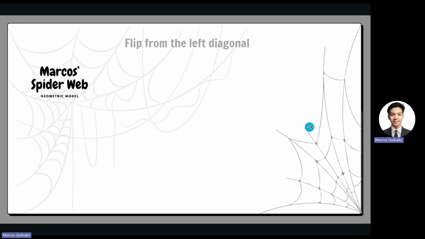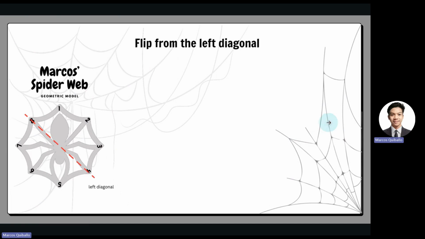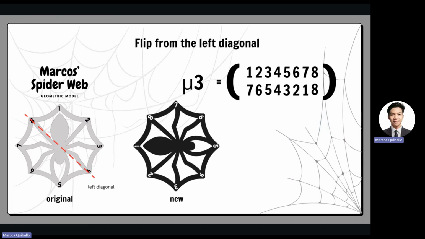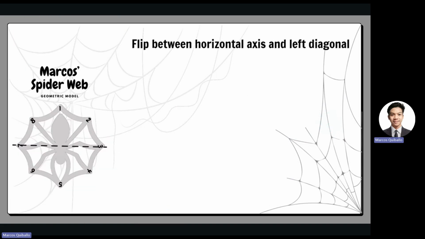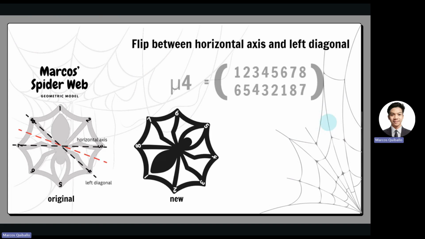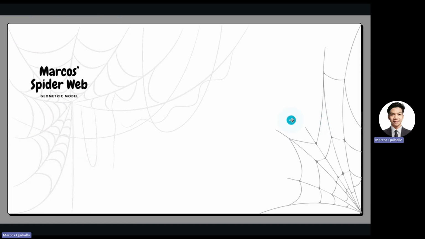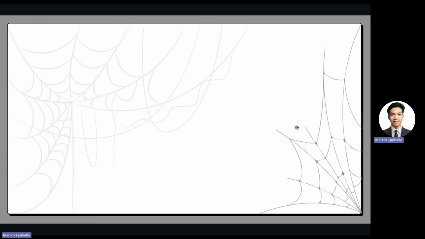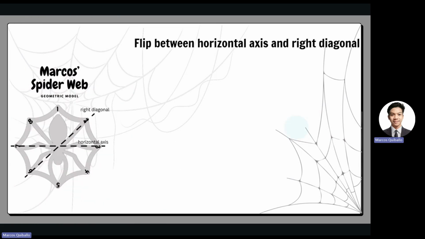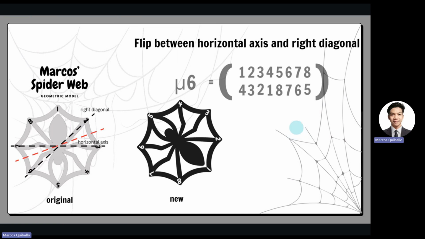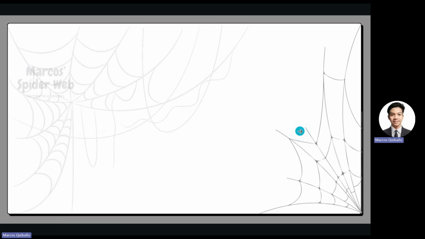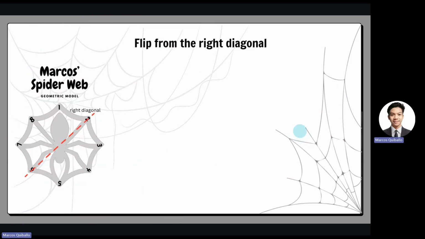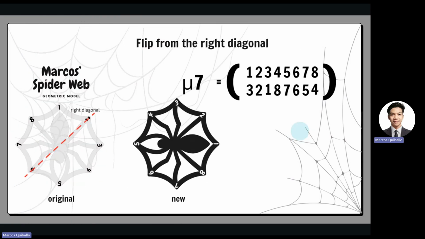So again, we will do that to the other movements that we have here. So this is for our mu3. And this is for our mu4. This is for our mu5. This is for our mu6. This is for our mu7.